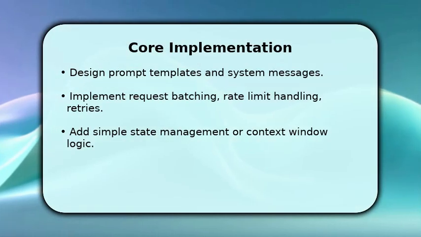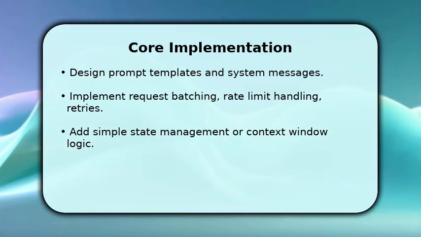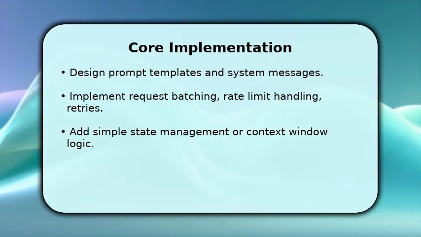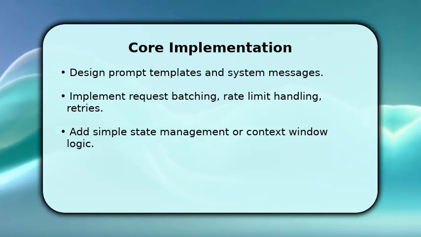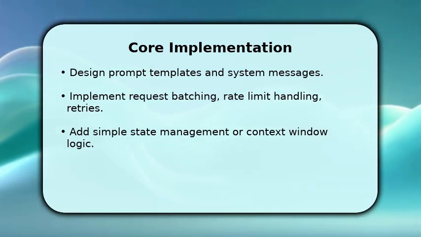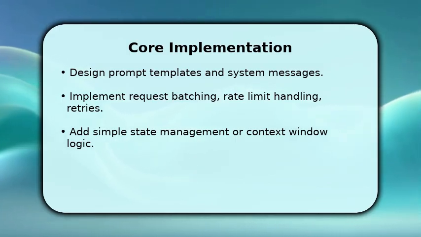You now build the core, craft system and user prompt templates that guide behavior and set safety boundaries. This is how you control tone and role. Next, implement API call patterns. Batch requests when possible, handle rate limits with exponential backoff, and retry idempotently.